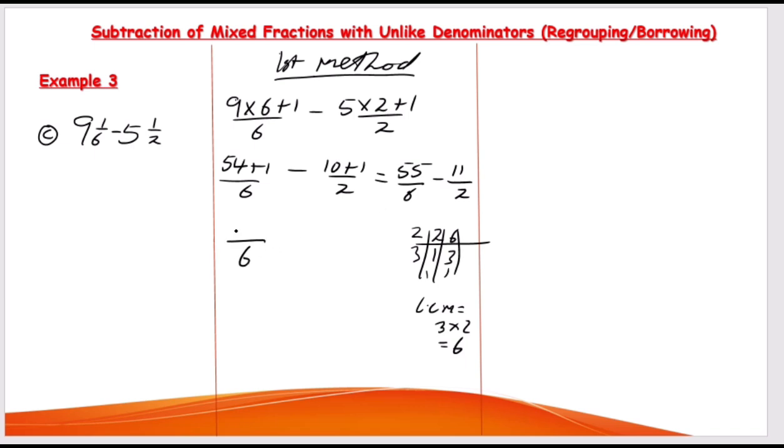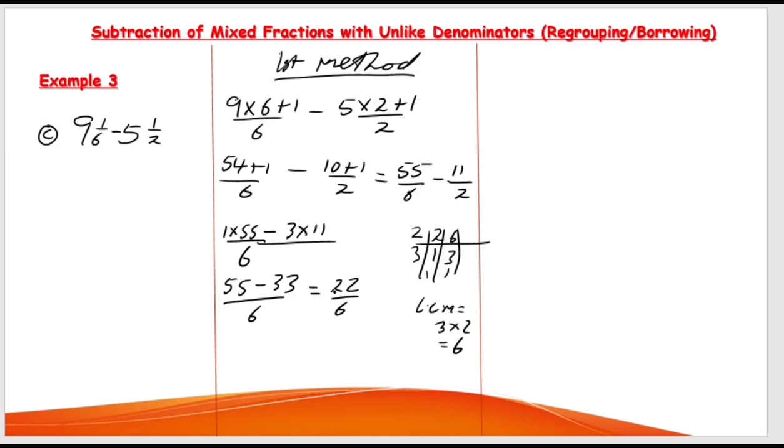6 can go in 6 how many times? 1. So 1 times 55. Minus 2 can go in 6 how many times? 3. 3 times 11. So I'll be having 55 minus 33 over 6. So 55 minus 33 is going to give me 22 over 6.